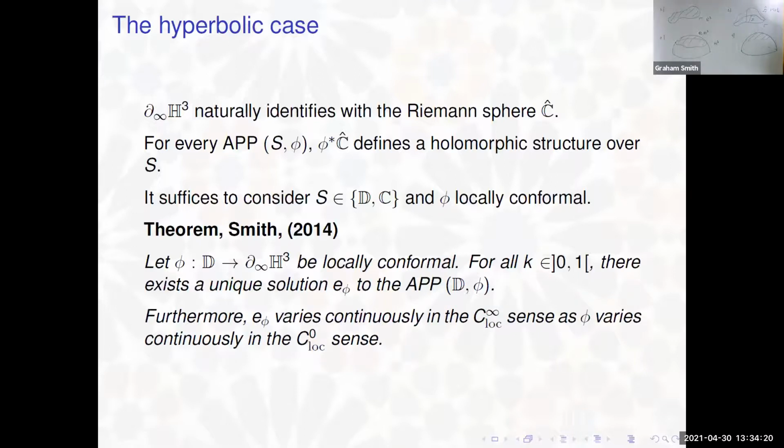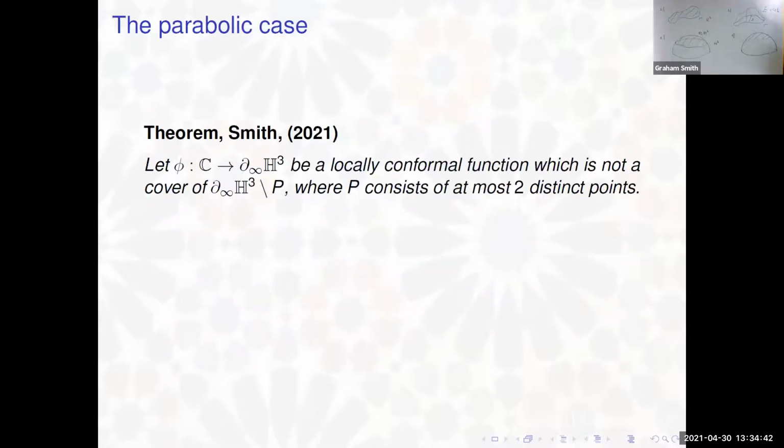Furthermore, you can do a little bit better. You can show that this immersion varies continuously in the C infinity log sense over D, so in the local C infinity sense over D, as phi varies continuously in the C0 log sense. So that's my older result that I actually proved in my PhD. So now we get to the more general case.